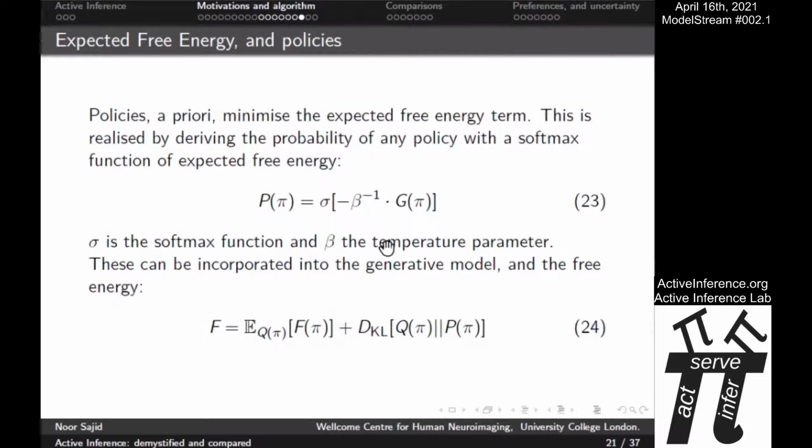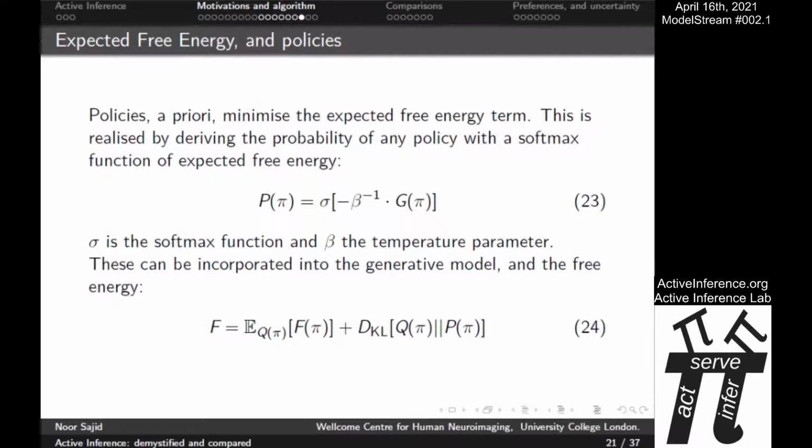Sometimes you can also include a temperature parameter, beta, here. And by having a hyperprior on this, you introduce an additional complexity cost into the expected free energy formulation, which allows you to account for how flat or how confident or precise you want your preferences to be over the policy space.